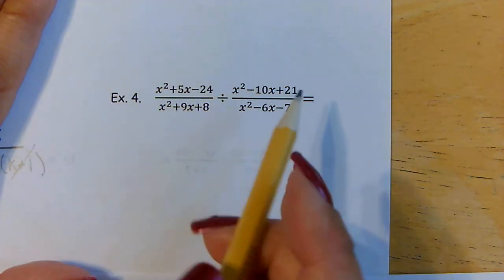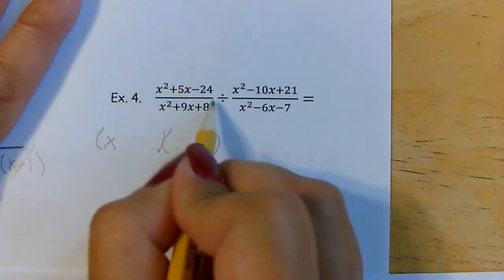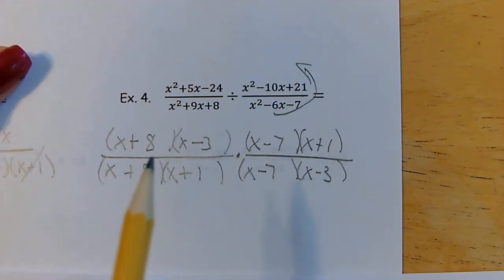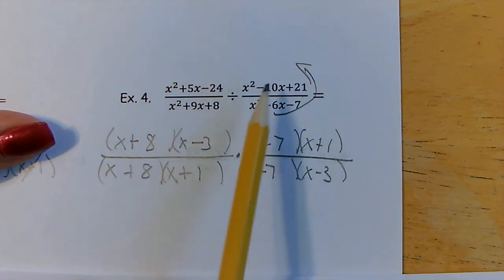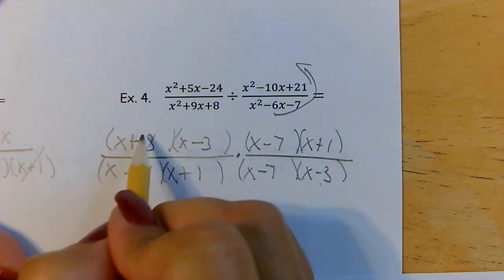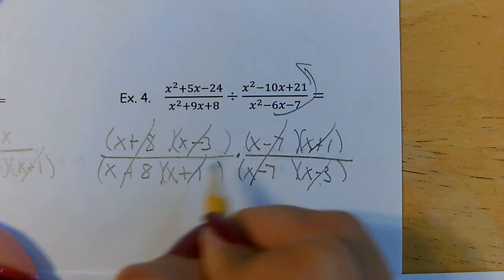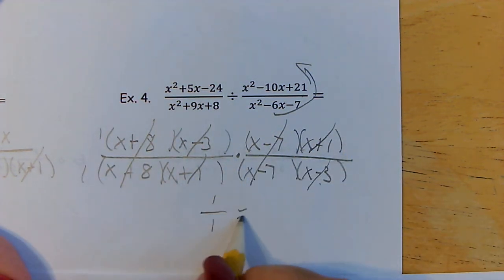I'm reaching my time limit on this video, so I'm going to factor completely, keep, change, flip for you. So I factored everything, kept the first one, multiplication, reciprocal of the second. Now I'm going to cancel everything that I can, divide out to 1. Everything reduces, so anything over itself is 1 whole.